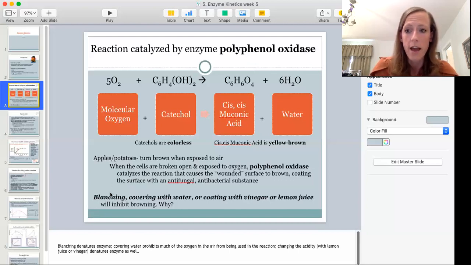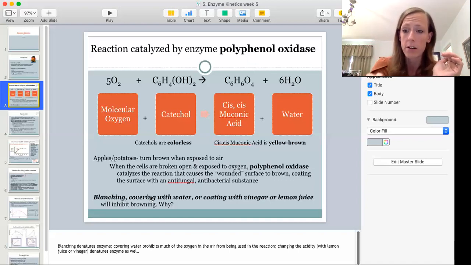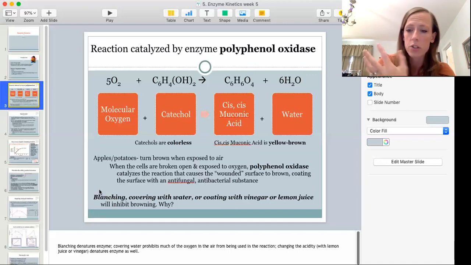The different ways that the reaction can be halted include blanching, which is a quick dip in boiling water, okay? Covering with water, so just submerging the apple or the potato in water. You don't have to boil it. That should also do the trick. Coating with vinegar or lemon juice would also slow or stop the reaction. And these different methods work in different ways, and you should be able to think about why these would halt the reaction.